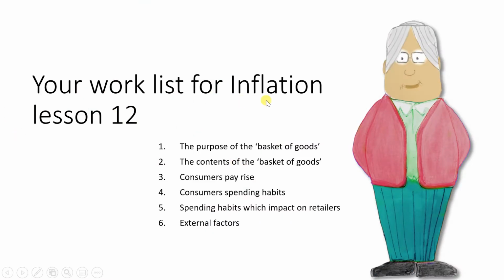Your work list for inflation lesson 12, you've got 6 tasks to do. First one, we're looking at the purpose of the basket of goods, then the contents of the basket of goods, consumer pay rise, tasks for consumer spending habits, 5 spending habits which impact on retailers, and number 6, external factors.